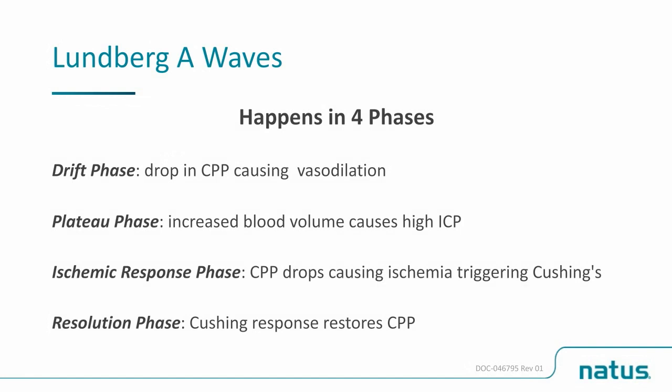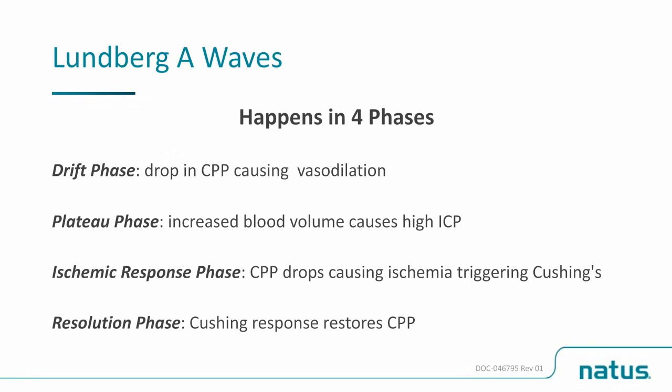Why do Lundberg A waves happen, and what makes them bad? Lundberg A waves represent a disruption in cerebral blood flow. It happens in 4 phases. In the first phase, or drift phase, the blood flow to the brain drops, which causes all the blood vessels to dilate in an attempt to get more blood into the brain. Because blood is now taking up more space inside the brain, and remembering what we learned in the Monro-Kellie, that increase in blood flow causes the ICP to go up.